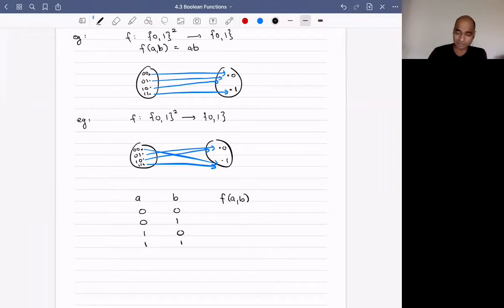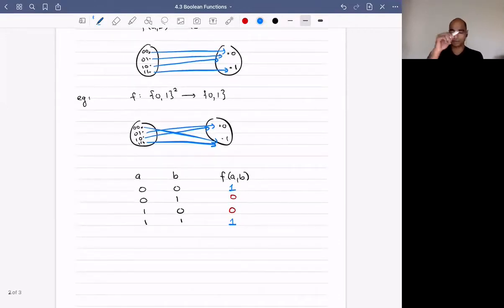This should remind you very seriously of truth tables. And in the above example, 0, 0 is going to 1, 0, 1 is going to 0, 1, 0 is going to 0, and 1, 1 is going to 1. So this is one more organized way of representing a Boolean function as a table. Notice it's like true, true, false, false, true, false, true, false. So it's literally a truth table. So a truth table is actually secretly encoding a Boolean function.